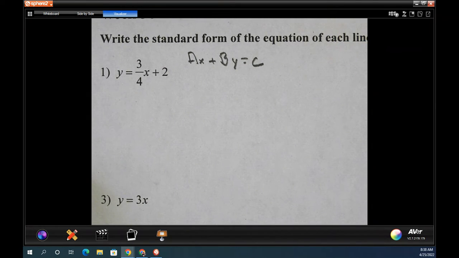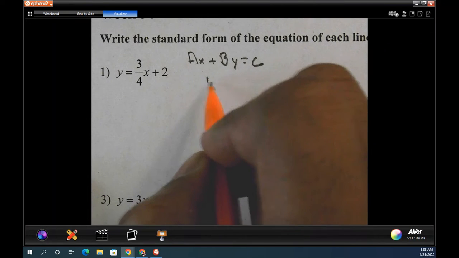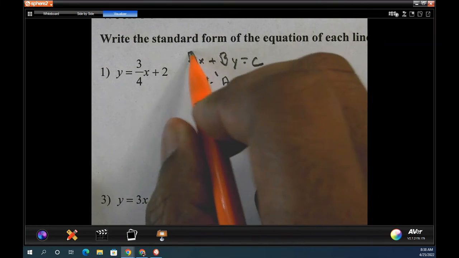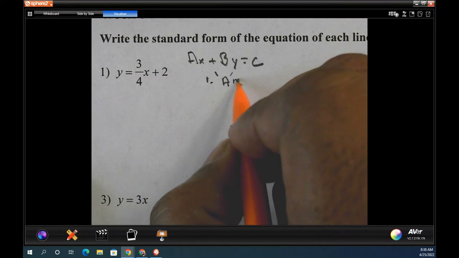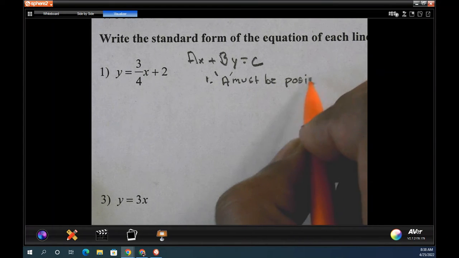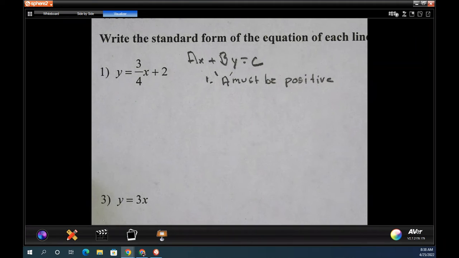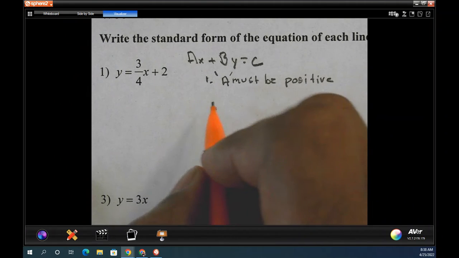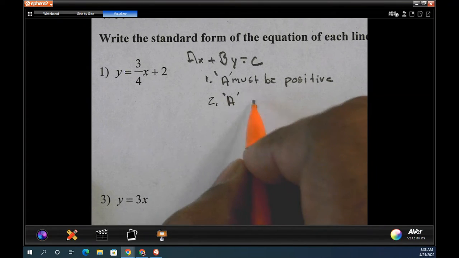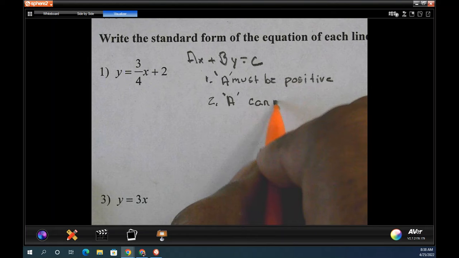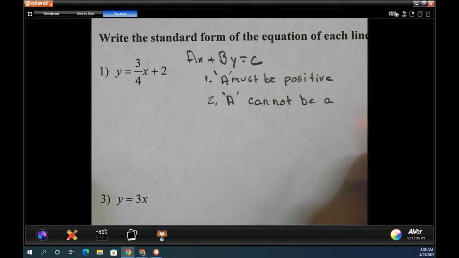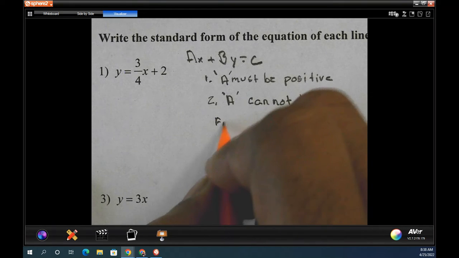So, here's the thing. Two rules. Probably given them to you before. One, A, that's this coefficient, must be positive. And two, A cannot be a fraction. So those are your two rules.